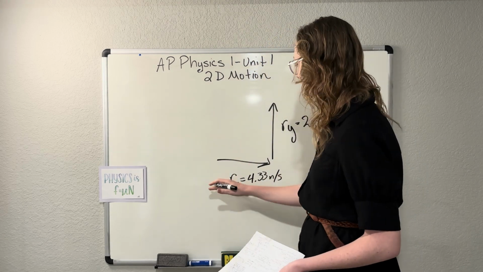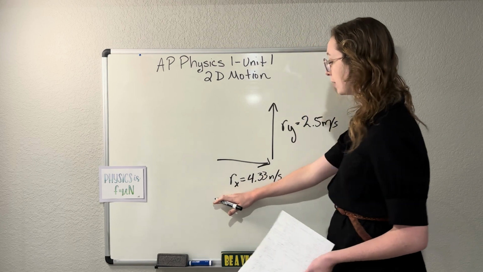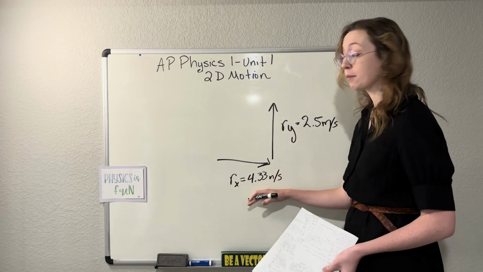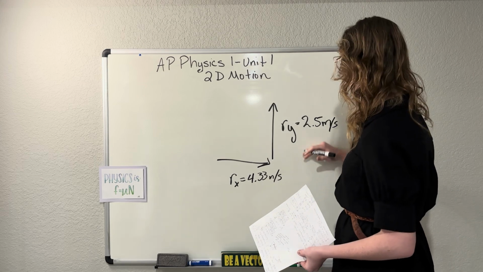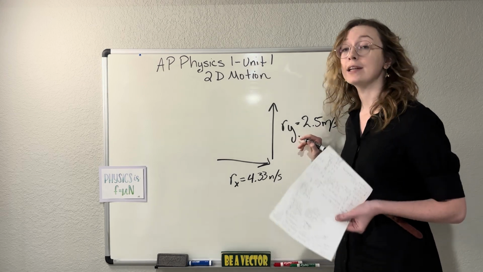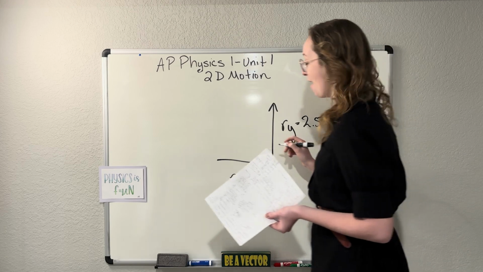I will never pass up an opportunity to talk about my cat. She's adorable. So let's say that in this example, my cat Juniper is running east at 4.33 meters per second and running north at 2.5 meters per second. She is a very fast cat.